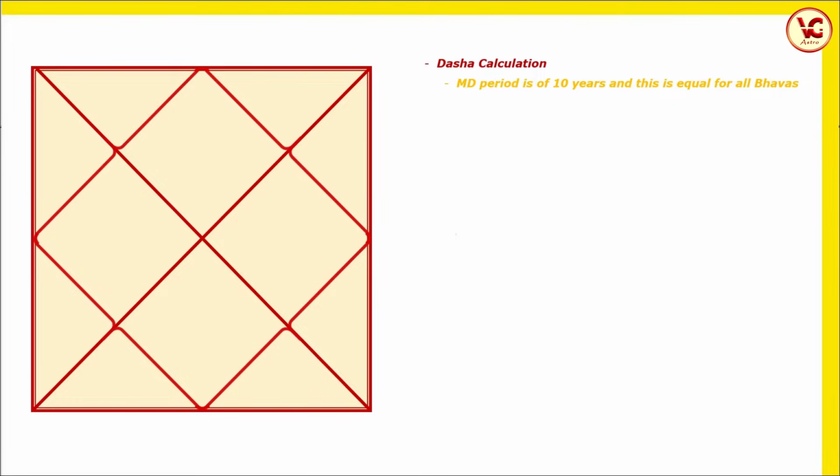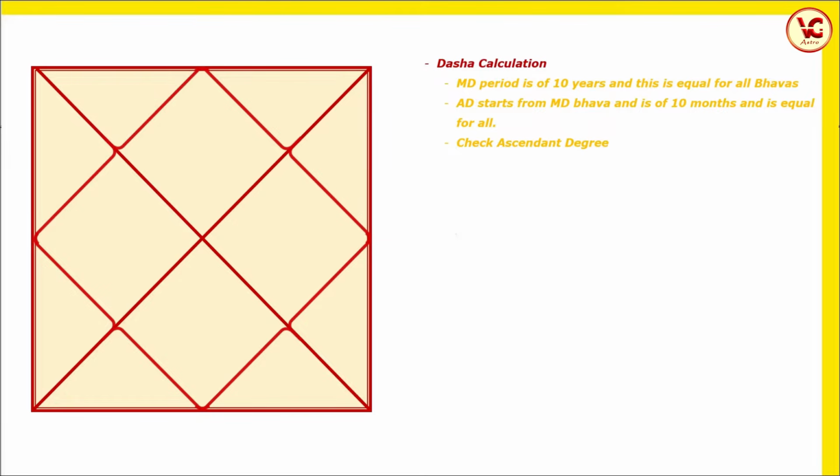But here, for each house, wherever it starts, whether it is the first house, seventh house, 10th house, or any house from 1 to 12, the Mahadasha period will remain the same, 10 years. Similarly, the Antardasha period will remain the same, 10 months each, and equal. And also Antardasha will start from the Mahadasha only. It means if the Mahadasha starts from the 7th house, then the Antardasha will also start from the 7th house.